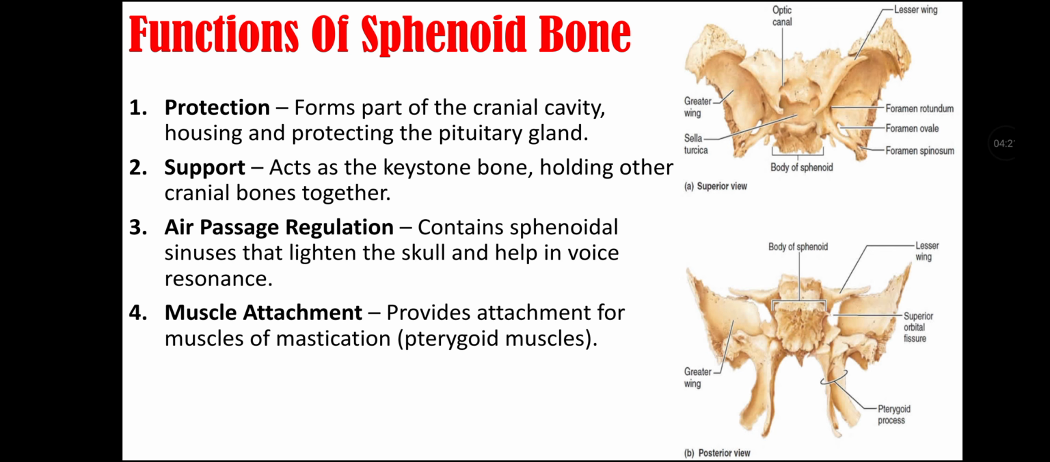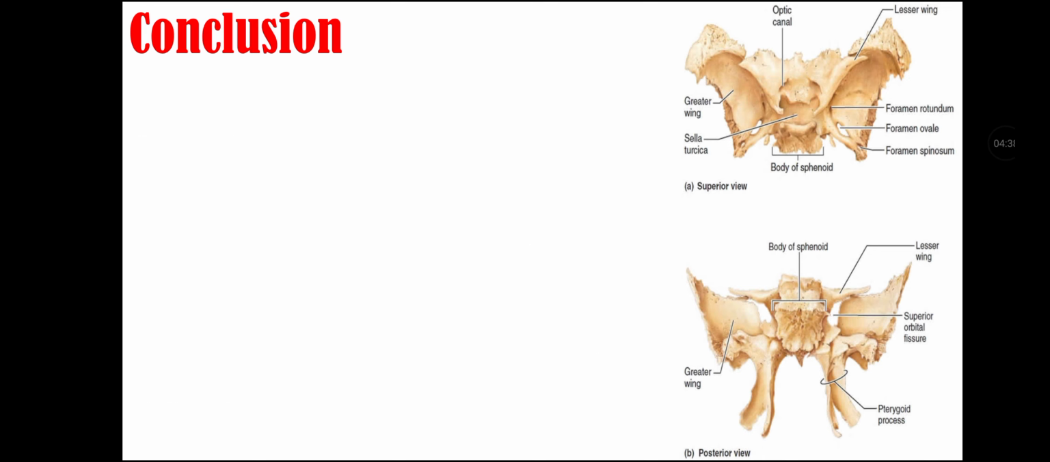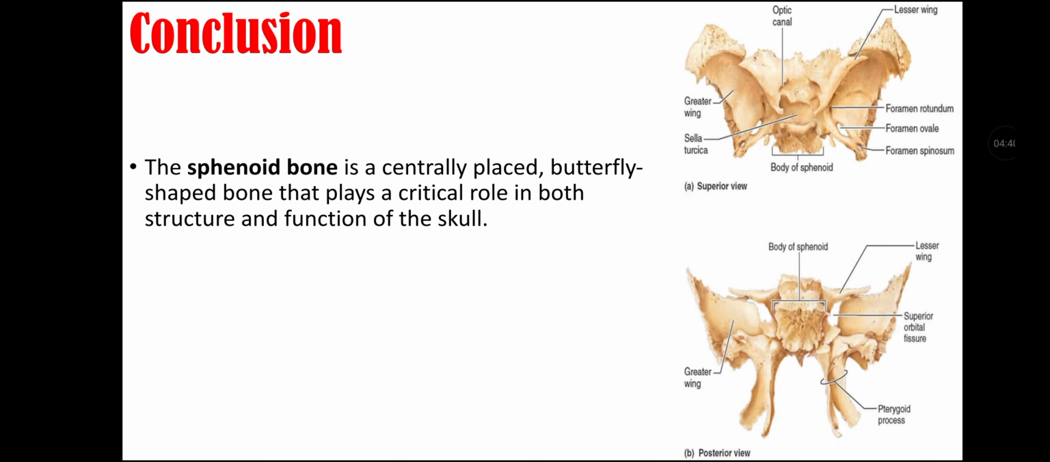Fourth function of sphenoid bone is muscle attachment, as this bone provides attachment for muscles of mastications that are pterygoid muscles. Fifth function of sphenoid bone is opening for neurovascular structures that are numerous foramina that allow passage of important nerves and vessels.